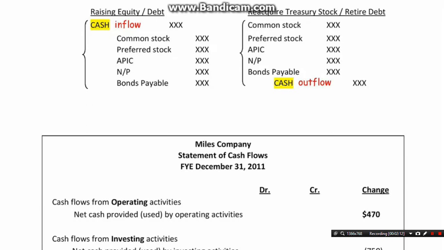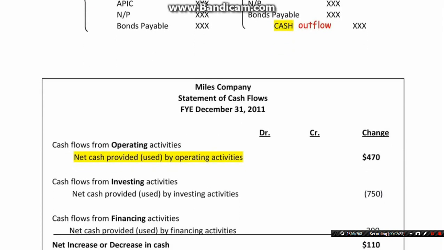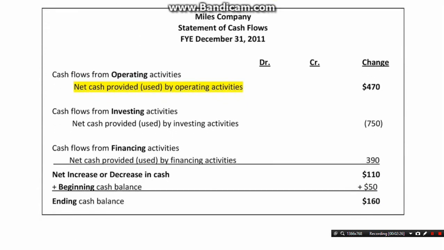So the first one, you've got cash flows from operating activities. And after you list down all the activities, you get net cash provided or used by operating activities. Then number two, you got cash flows from investing activities. After you list down all the sources and uses of cash, you get net cash provided or used by investing activities. Then you have cash flow from financing activities. You again list down all the sources and uses of cash from financing activities, and you get net cash provided or used by financing activities.